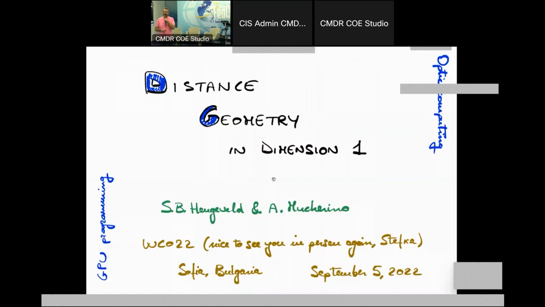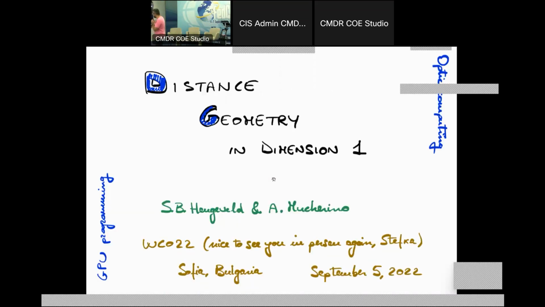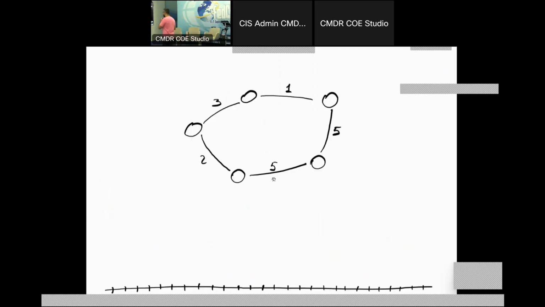Distance geometry is a wider problem where the target Euclidean space can in general be of any dimension. Here we focus on dimension 1. So I will start with an example directly in this dimension. On the side, you'll notice that at the very end I will mention some applications to GPU programming and optic computing. I will start now with a very simple example.